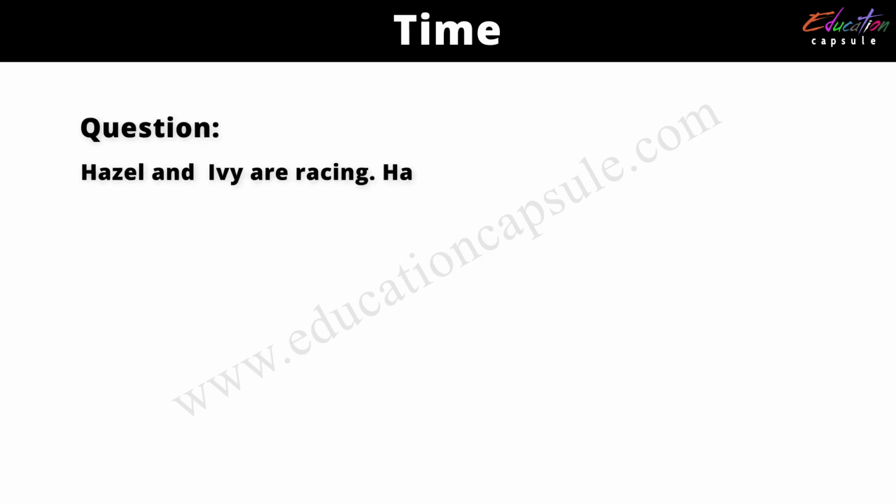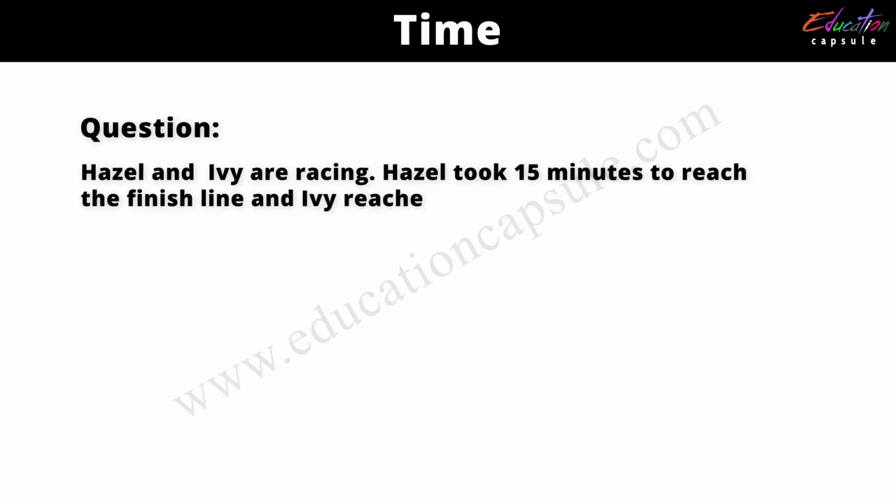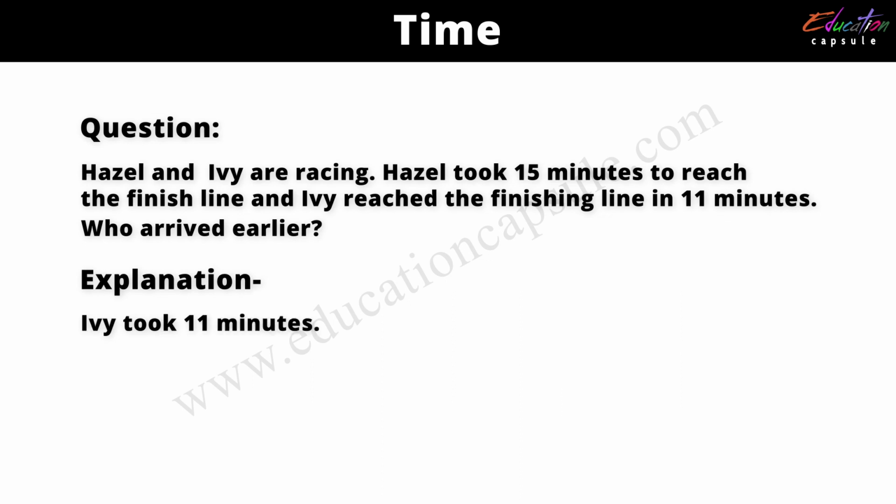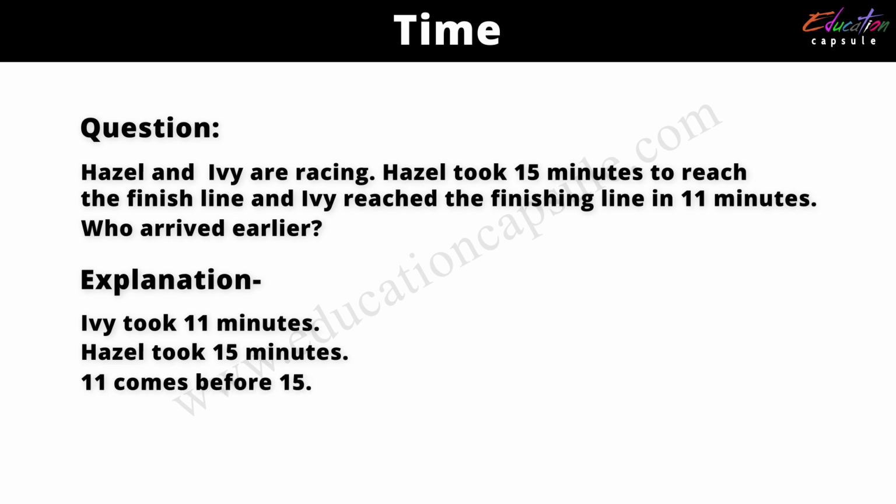Let's try a question. Hazel and Ivy are racing. Hazel took 15 minutes to reach the finish line and Ivy reached the finishing line in 11 minutes. Who arrived earlier? Since Ivy took 11 minutes, whereas Hazel took 15 minutes, and 11 comes before 15, that means we can say that Ivy arrived earlier.